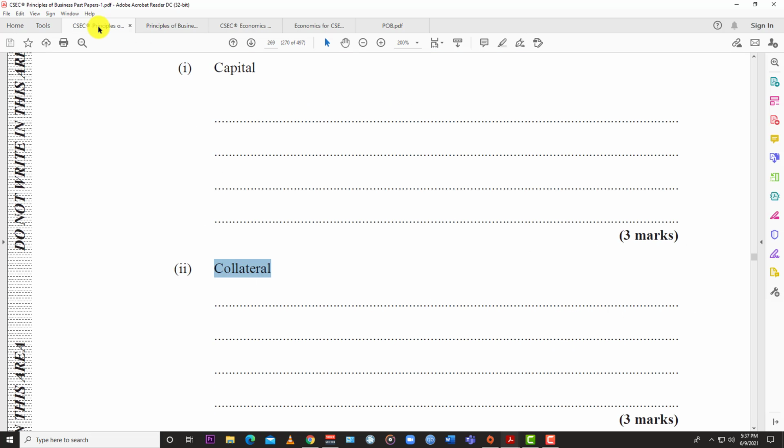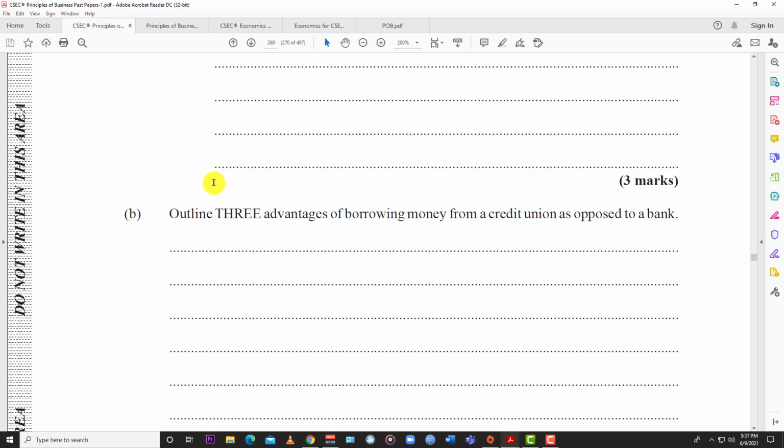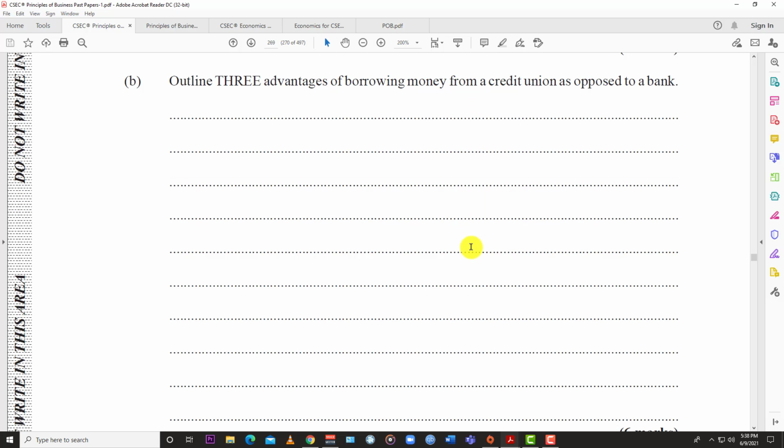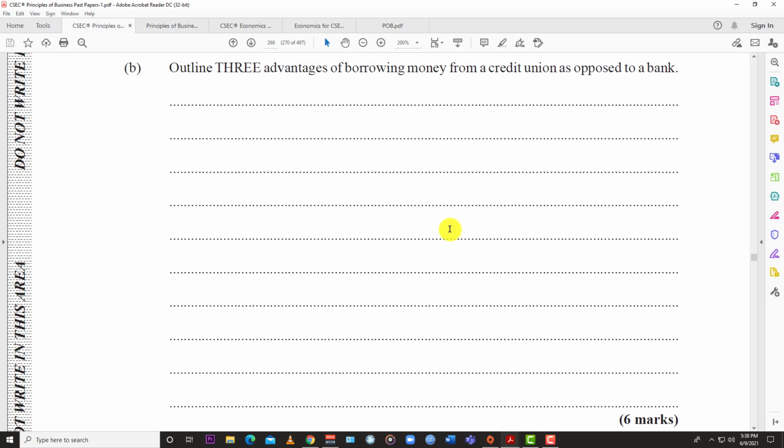Next part of the question. B, outline 3 advantages of borrowing money from a credit union as opposed to a bank. So 3 advantages. Okay, so first and foremost, for a credit union, you have to be a member. For the most part, you have to be a member if you're even going to borrow any money from a credit union. And as a member, you have certain privileges. So that's one. You have certain privileges, such as lower interest rates. So you have a lower interest rate when you're borrowing.